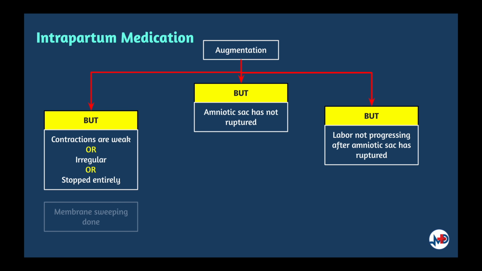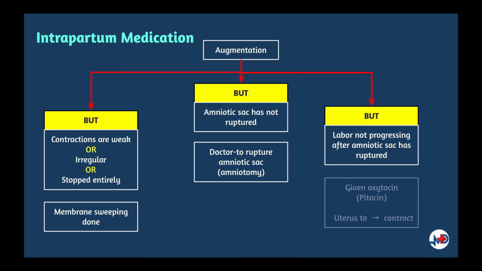There are two methods of augmenting labor which have been established. The traditional method involves the use of low doses of oxytocin with long intervals between dose increments. For example, low-dose infusion of oxytocin is started at 1 milli-international unit per minute and increased by 1 to 2 milli-international units per minute every 20 to 30 minutes until adequate uterine contraction is obtained.